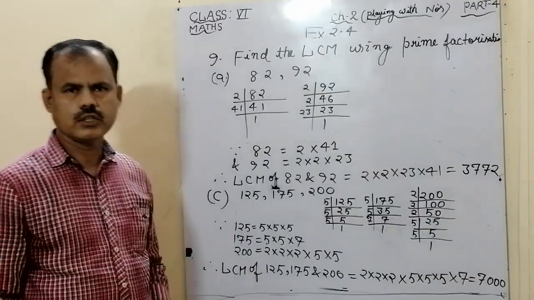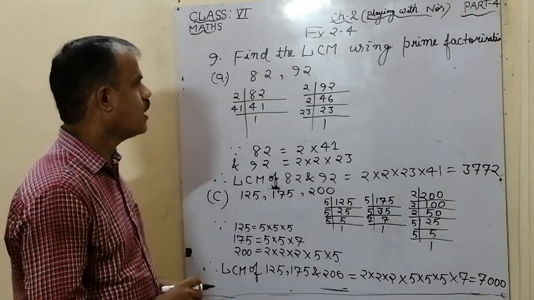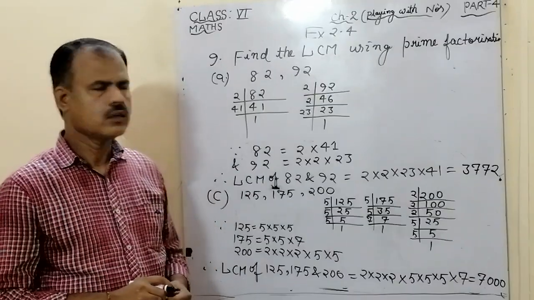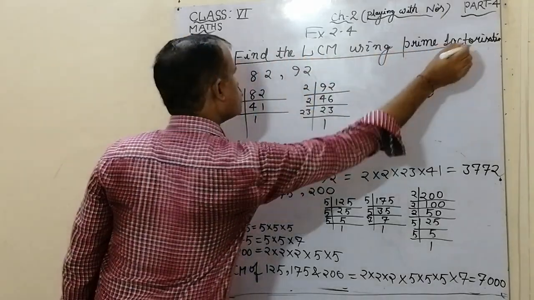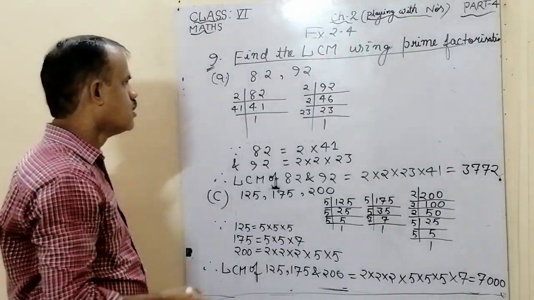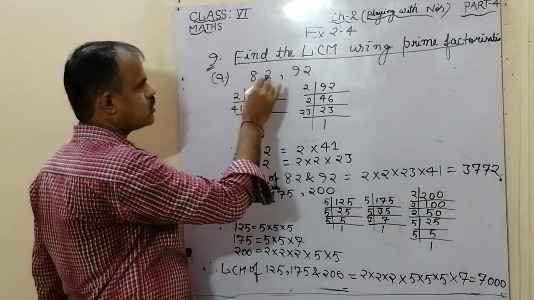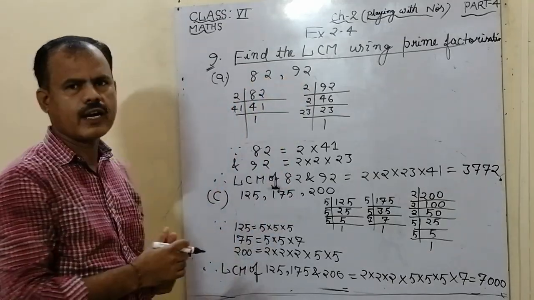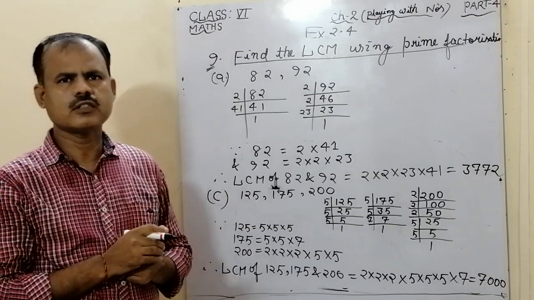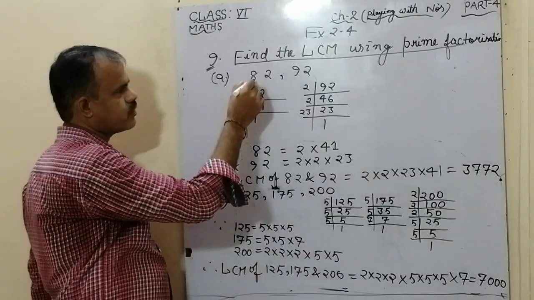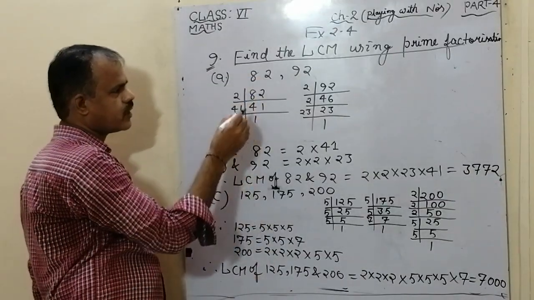Yes students, earlier you have seen LCM by the division method. Now in question 9, find the LCM using prime factorization. So 82 and 92, we have to find the LCM by the prime factorization method. So see here, first we have to find the prime factorization of 82.